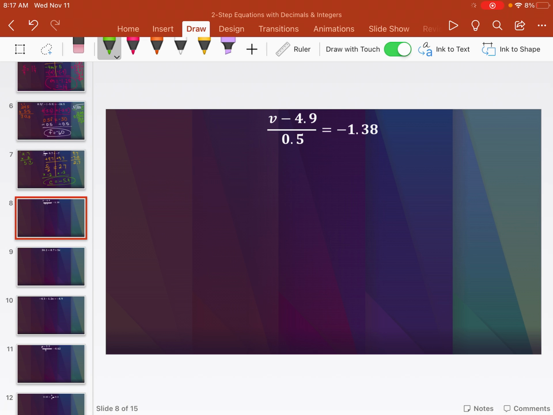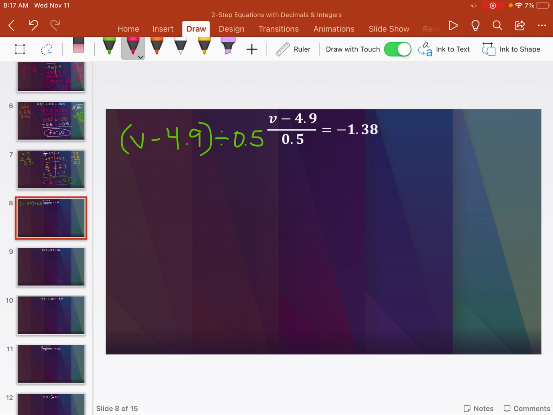Okay, I really want to talk about this one because it is different. When you have more than just one thing on top of the fraction like this, like I have v minus 4.9 as my numerator, this is really saying that that whole thing on top is all being divided by 0.5. So it's kind of like v minus 4.9 in parentheses, all of that divided by 0.5.